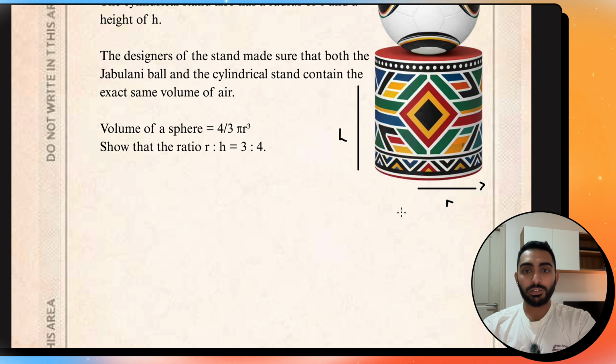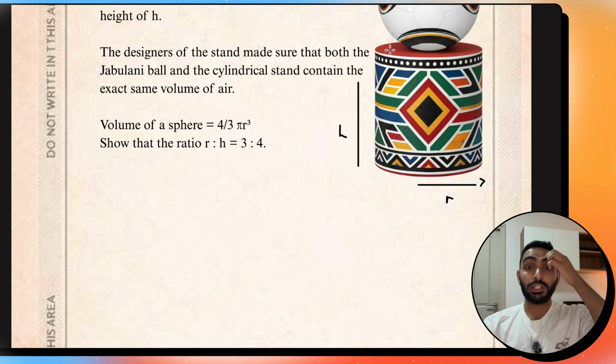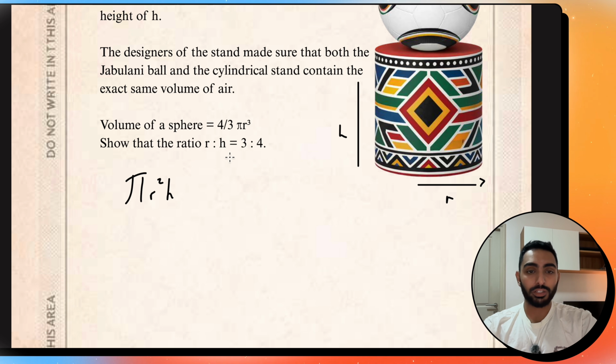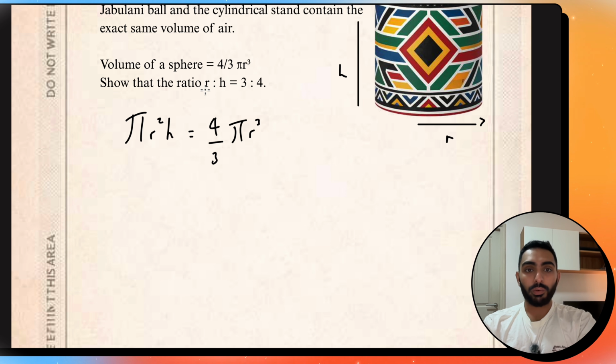Let's first figure out what the formula for the volume of this cylinder would be. If we think about it, we need to find the area of the circle, and then we're going to times it by the height. What would the formula for the area of a circle be? It'd be pi times r squared, and then to find the volume of the cylinder, we need to times it by the height. It'd be pi r squared h, and we know that it's going to be equal to 4/3 pi r cubed. We want to try and get r to h, so we want to simplify this a little bit.